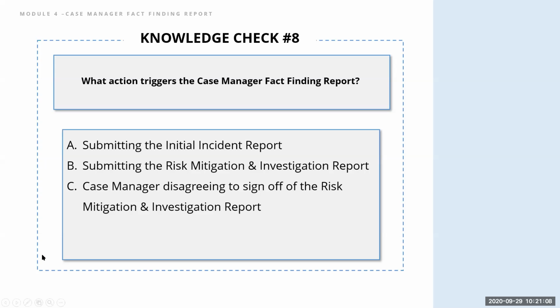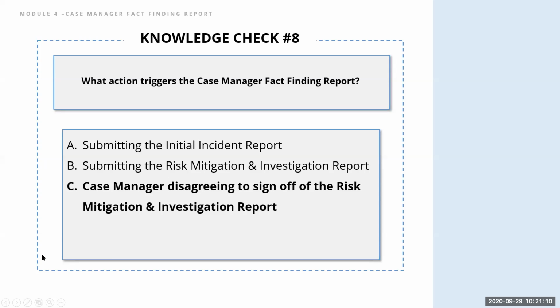We'll bring up that correct answer and we'll share our results. And the correct answer is C, case manager disagreeing to sign off on the risk mitigation and investigation report, right? So the case manager fact-finding report is a follow-up report to that risk mitigation and investigation report, but is only triggered if the case manager disagrees to sign off on the risk mitigation and investigation report.